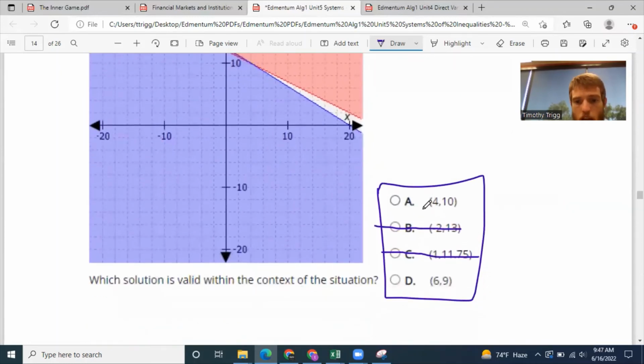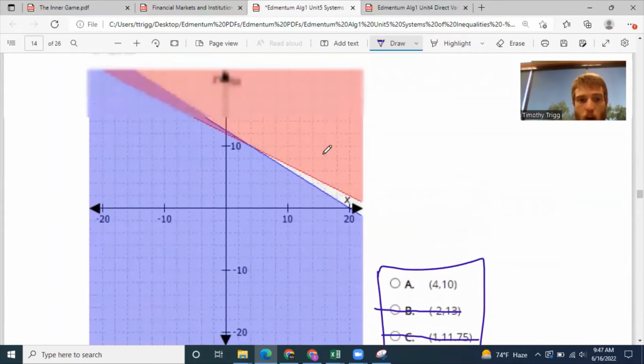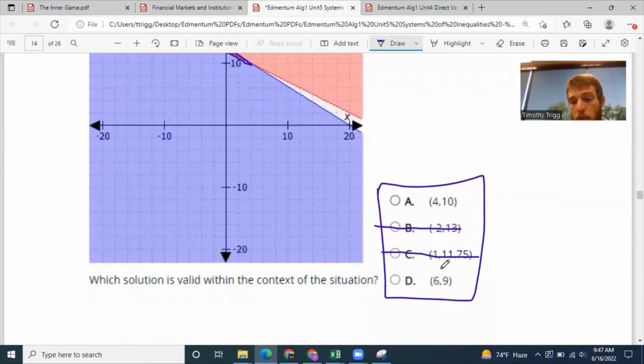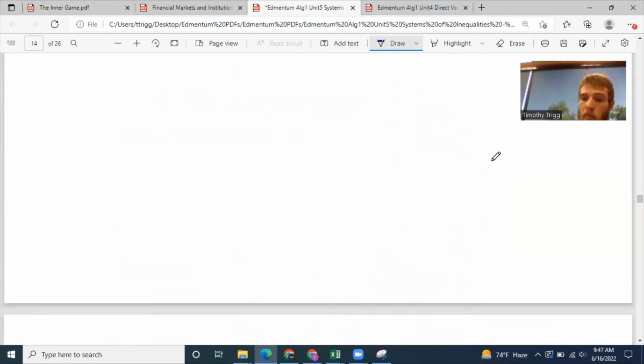So then you could check to see which of these last two coordinate points are actually in the shaded region. It's this tiny little sliver here, right? But you could try plugging in these points into both inequalities. If it produces a true statement for both, though, that's your answer.